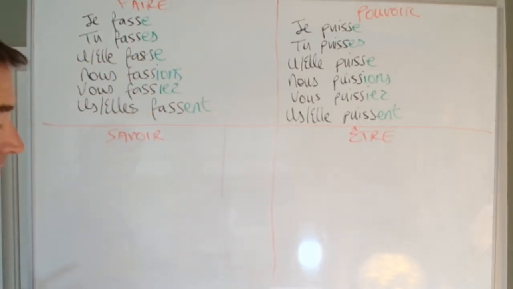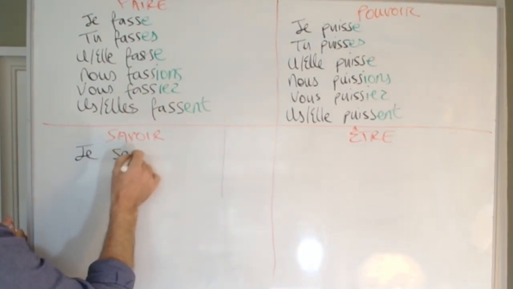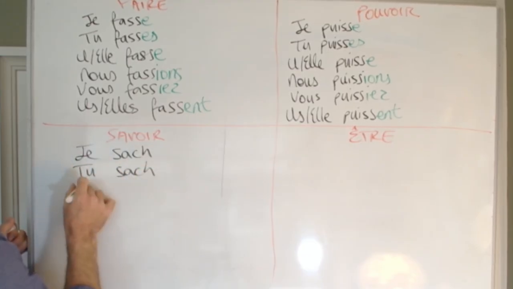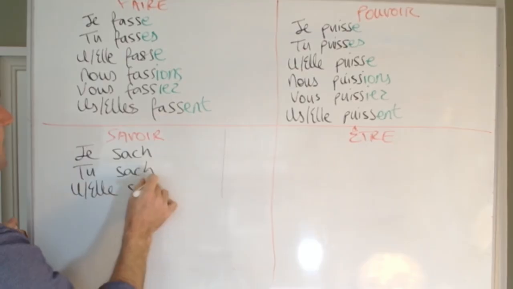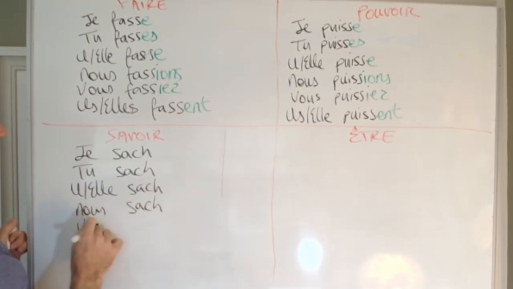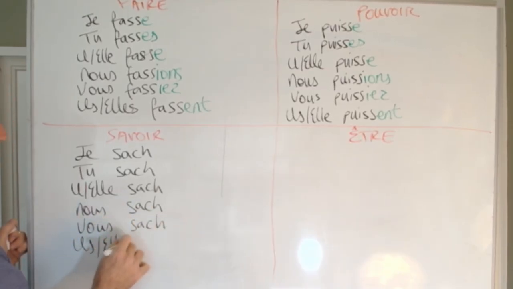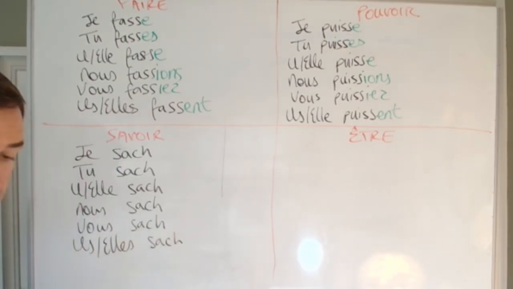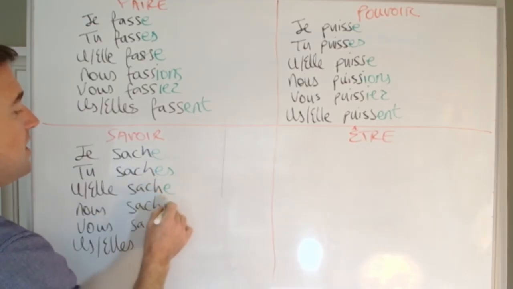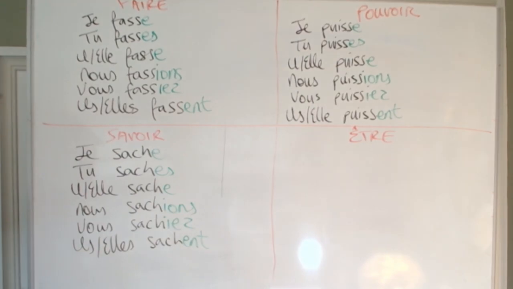Now let's have a look at savoir. And you can probably see the pattern now and understand why I've chosen these verbs. Savoir becomes sache, all the way down, sach. Nous and the vous, and il and elle. Sach all the way down. Endings are the same. We have E, ES, E, IONS, IEZ, and ENT.